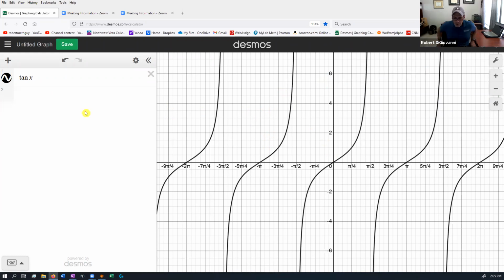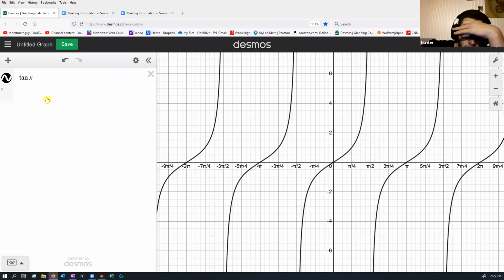What can you tell me about the derivative, just right off the bat? The derivative should always be what? Secant squared x. Well, I know it's secant squared x, but think of the slope of the tangent line. If you go anywhere on the tangent function, what does the slope of the tangent line have to be? Positive. Yeah, it's all going to be positive, which means the derivative better always be positive, right?